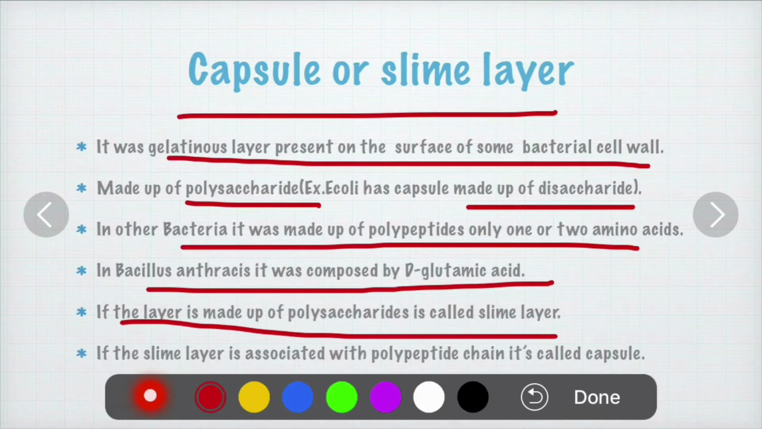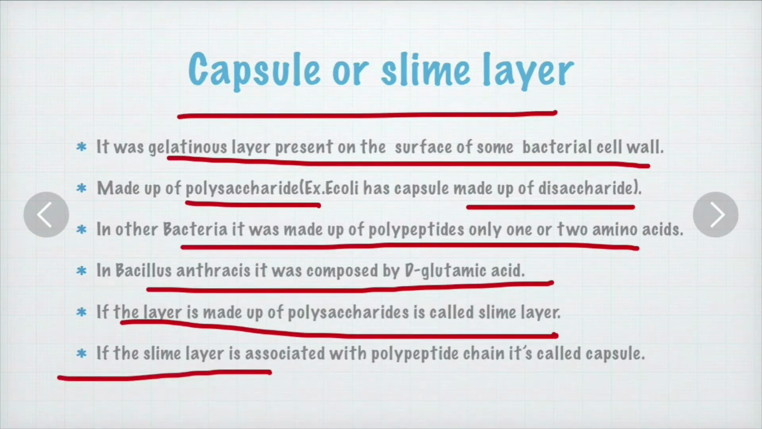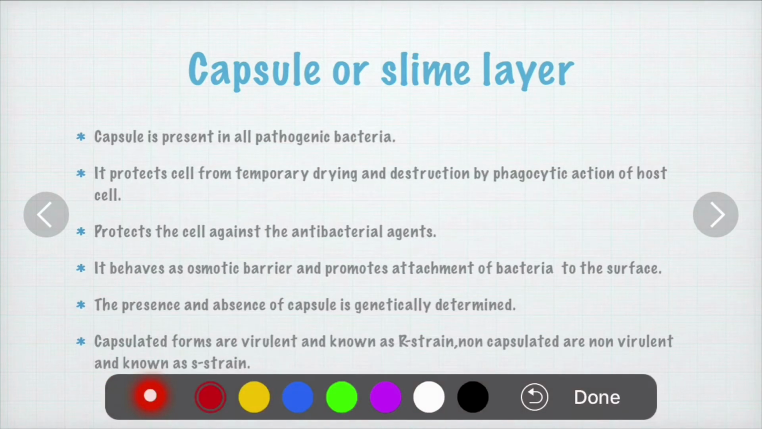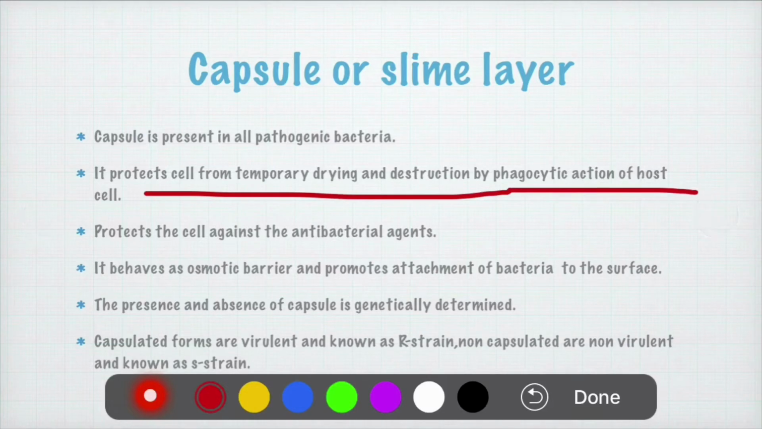If the layer is made up of a polysaccharide, that layer is called a slime layer. If the slime layer is associated with the polypeptide chain, then it is called a capsule. A capsule is present in all pathogenic bacteria. It protects the cells from temporary drying and destruction by phagocytic cells of the host body. That's why the capsule is present in all pathogenic bacteria.